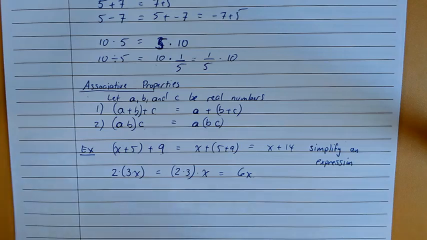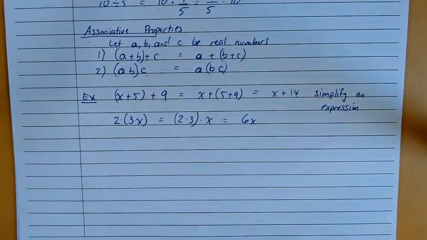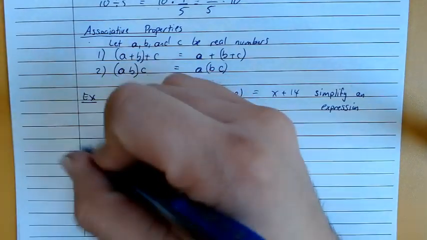Now, the next property we look at is called the identity property of real numbers, or identity properties.